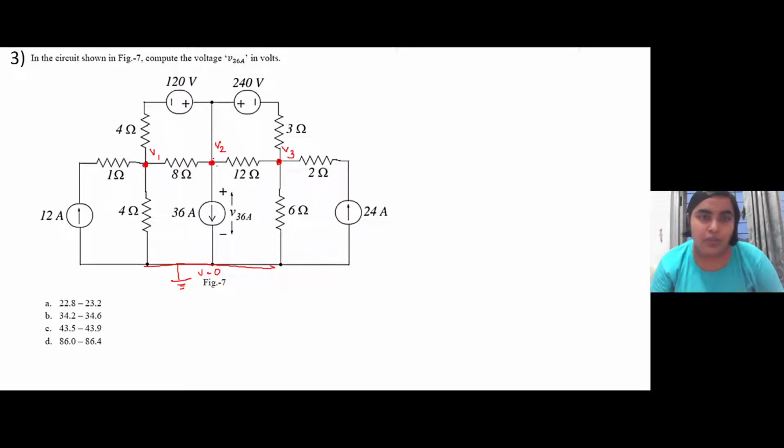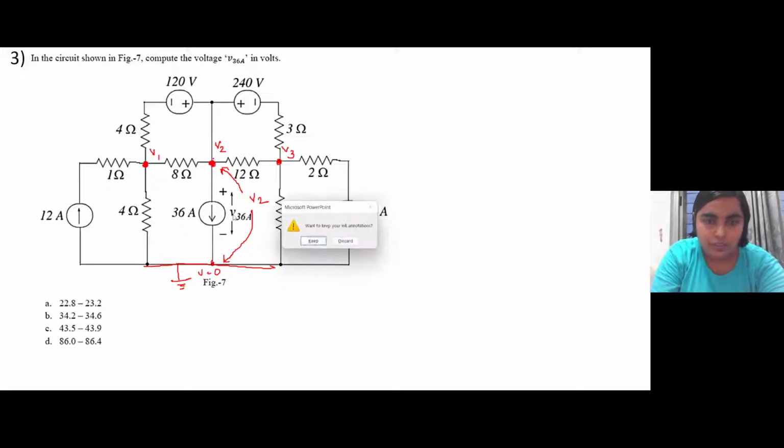Once we know the branch currents, we can calculate the voltage of a particular node. In order to calculate the voltage across this 36 ampere current source branch, V36A will be equal to V2, because the node voltage here is the voltage across this branch with respect to the reference, which is what this current source is connected across. So we need to calculate this V2. Let us proceed with this.